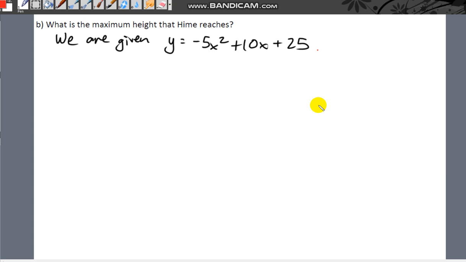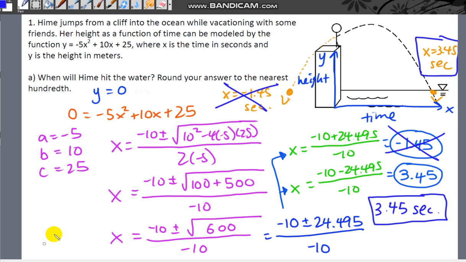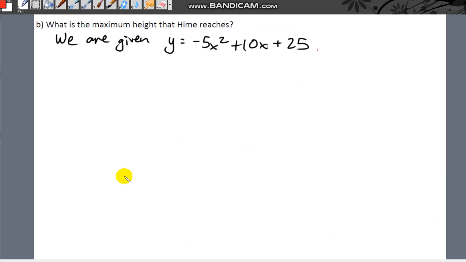Hello. All right, so let's continue. Part B. Let's say we want to find the maximum height that she reaches when she jumps. As you can see here, this is what we started with in the first video. What we're trying to figure out is the maximum height. What is the highest point that she reaches before she comes down? Let's go ahead and try to figure it out.